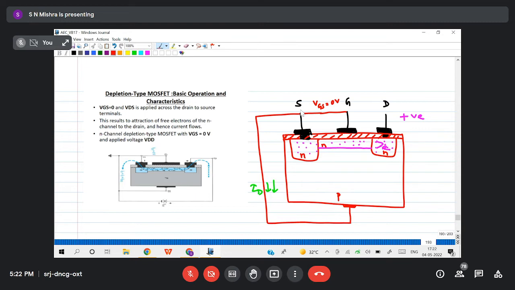Okay, so gate to source voltage is 0. Then I'll connect VDS from drain to source here. So this is your VDS, right? Now tell me, I already told you that when VDS is 0, current is not flowing, right? Now when I increase the VDS from 0 to 0.5, 1 volt, 2 volt, then what will happen?